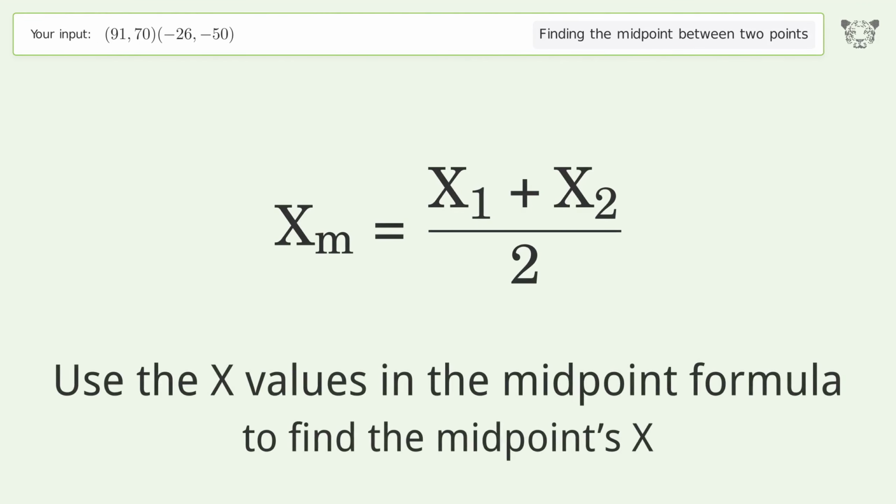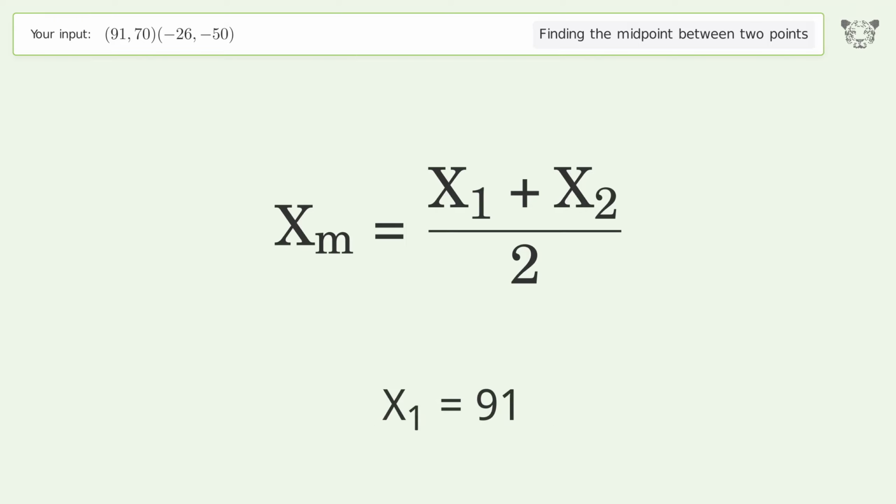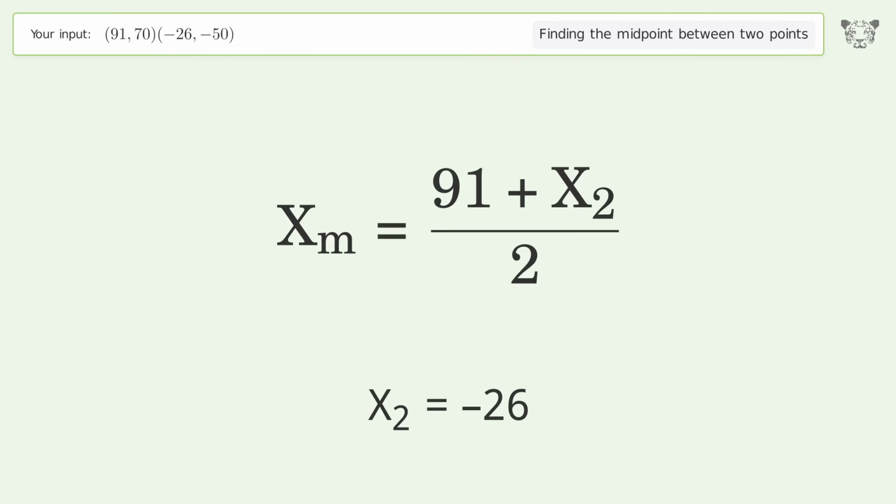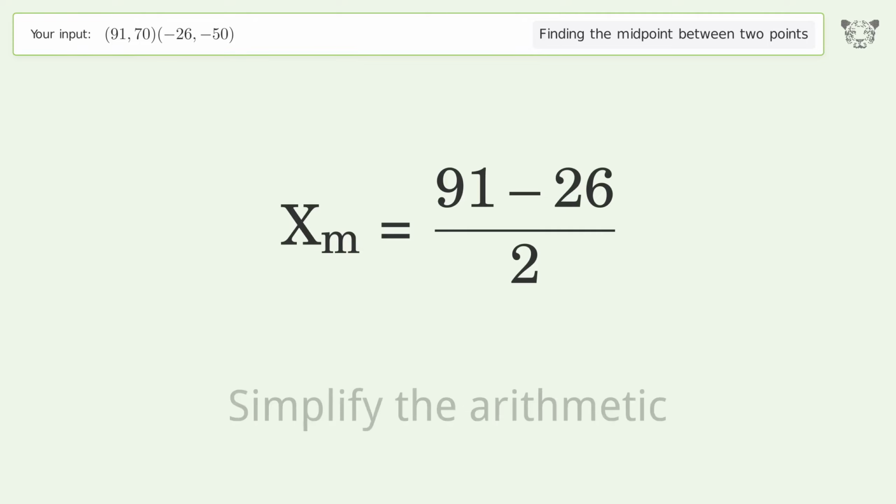Use the x values in the midpoint formula to find the midpoint's x. x1 equals 91. x2 equals negative 26. Simplify the arithmetic.